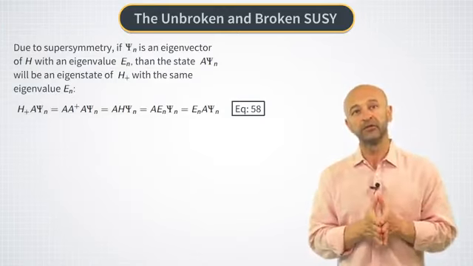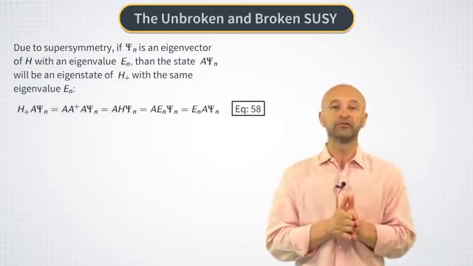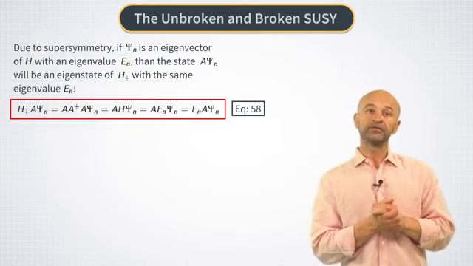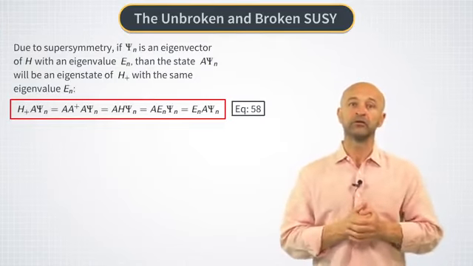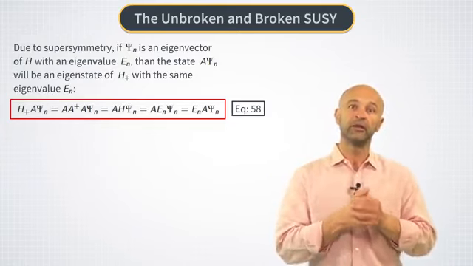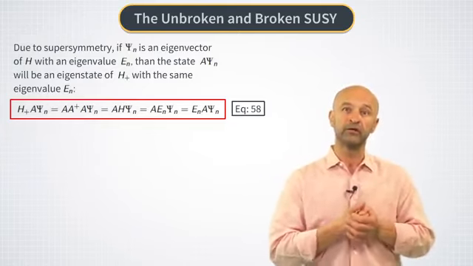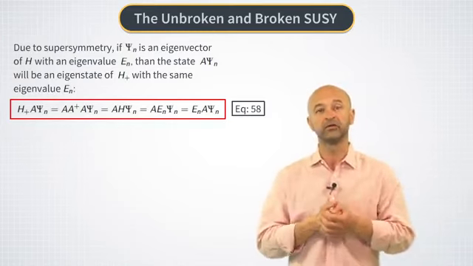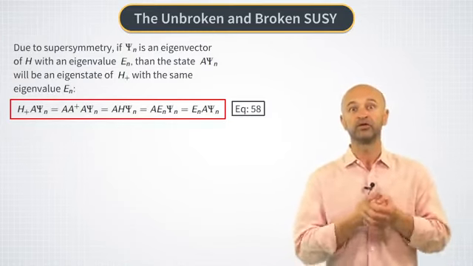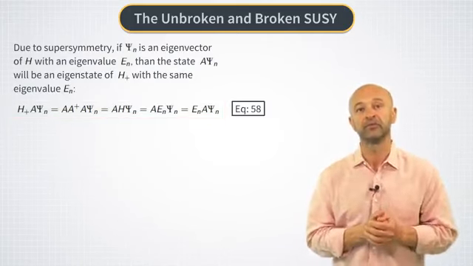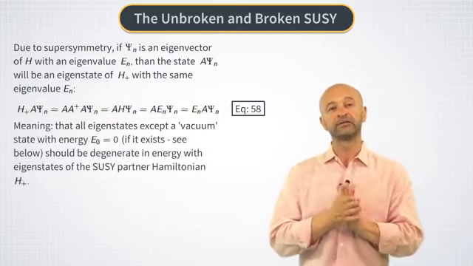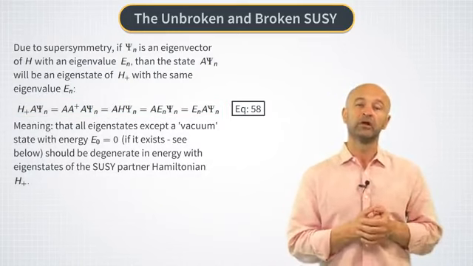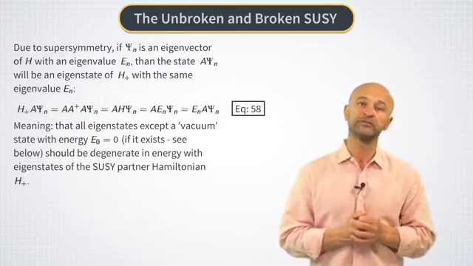And this can be seen using a simple chain of transformations shown in equation 58. If psi n is an eigenstate of H with an eigenvalue En, then we can form a new state, A times this state, and this state will be an eigenstate of the SUSY partner Hamiltonian H plus with the same energy. And this means that all eigenstates of H with non-zero energy should be degenerate with eigenstates of H plus.